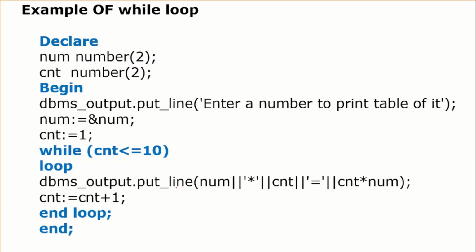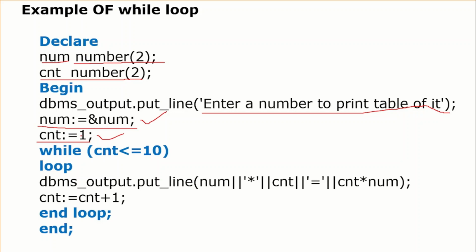So this is a program to print the table of a given number. This is a number variable which will be read from the user, and this is a counter which will count the number of times you need to print the table. So this dbms_output.put_line will print this line: enter a number to print the table of. Then that number will be read by this statement, and before entering the loop, the counter has to be initialized.